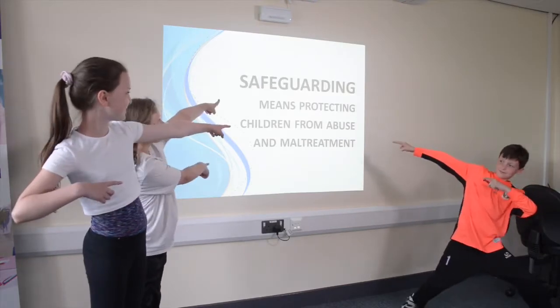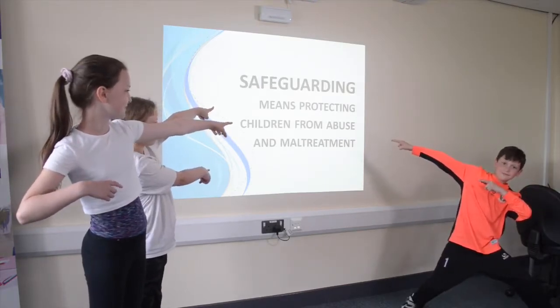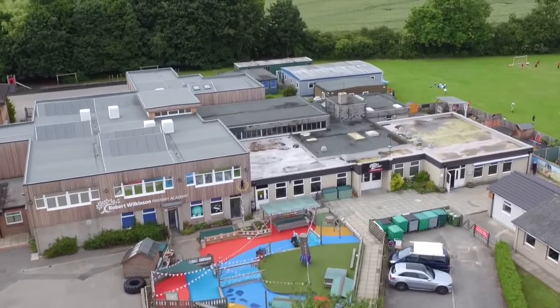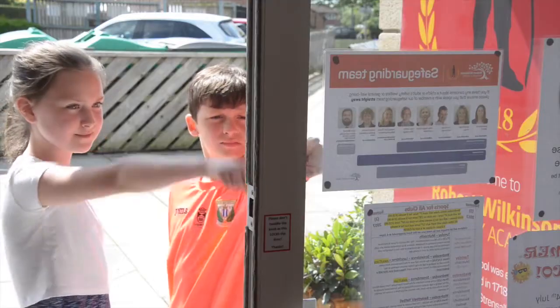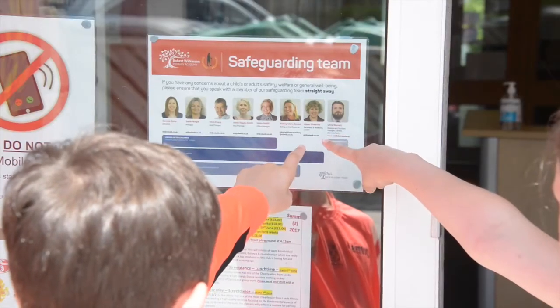Safeguarding means protecting children from abuse and maltreatment. It is everyone's responsibility to pass on any concerns. Make sure you understand your school's code of conduct and who the designated child protection coordinator and the local authority designated officer is in your school.